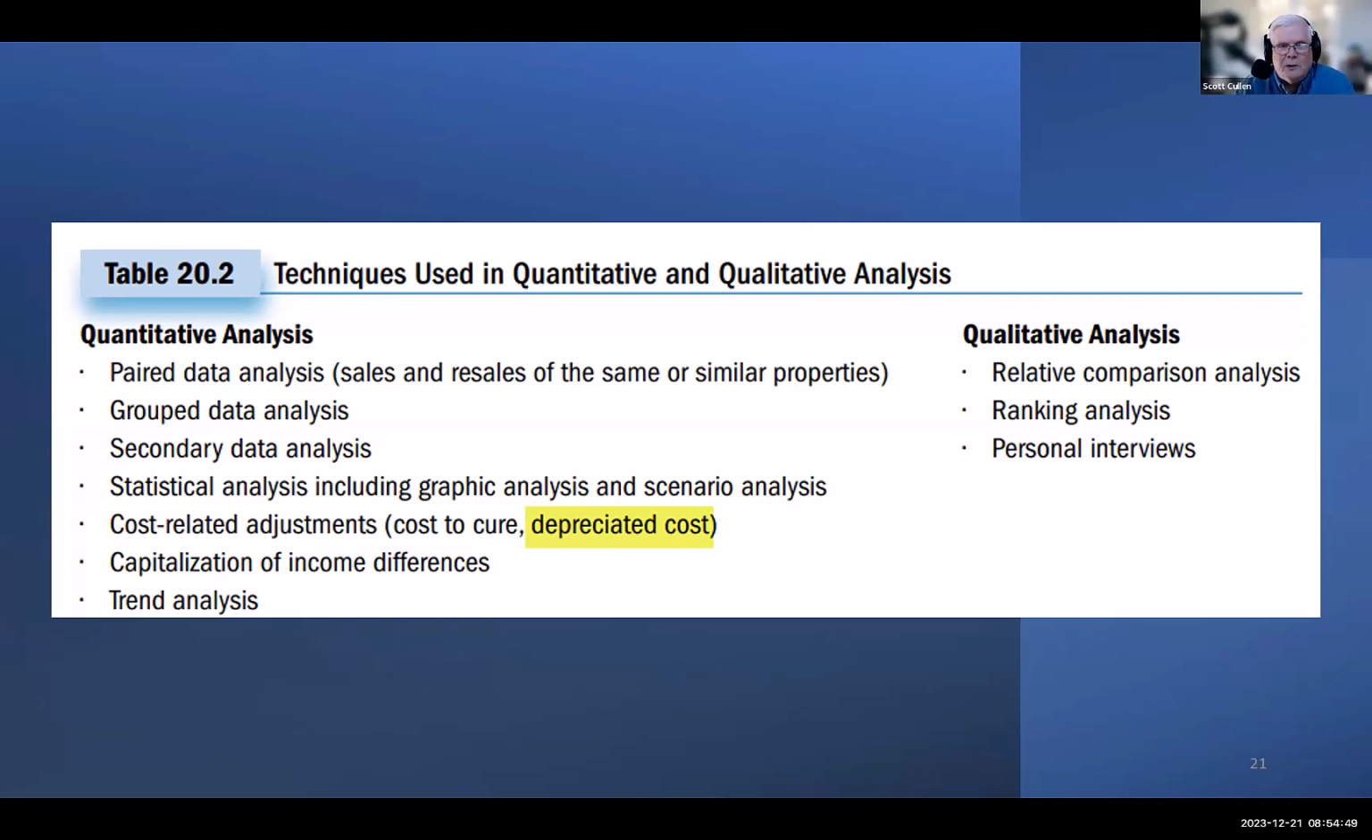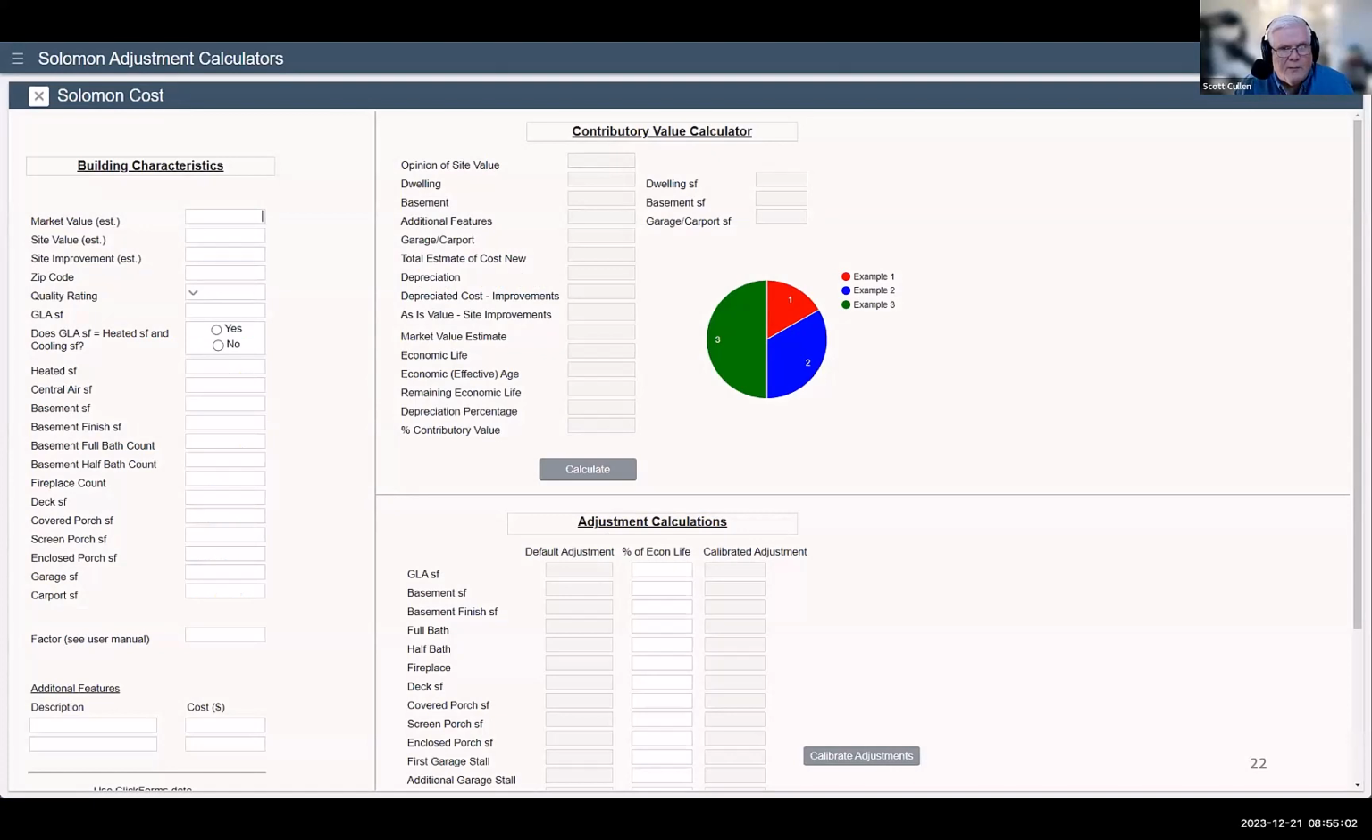Solomon helps you with both quantitative and qualitative methods of supporting sales grid adjustments. I like to start with depreciated cost because it is very efficient. Here is Solomon cost. Start by entering data in the white cells on the left. Start with an estimate of market value, top left. Most appraisers find it easier to estimate market value than depreciation.